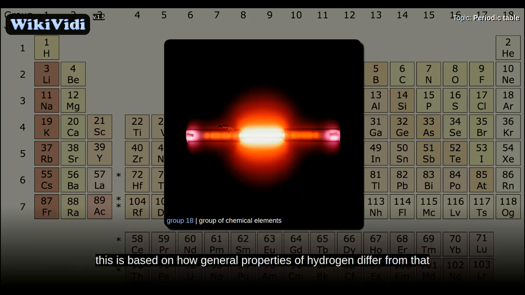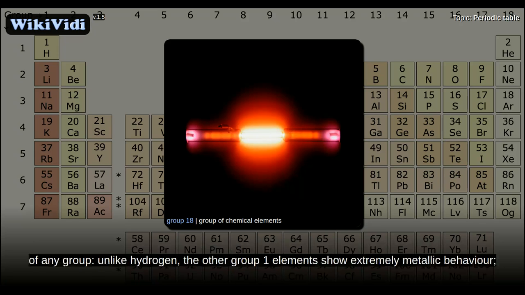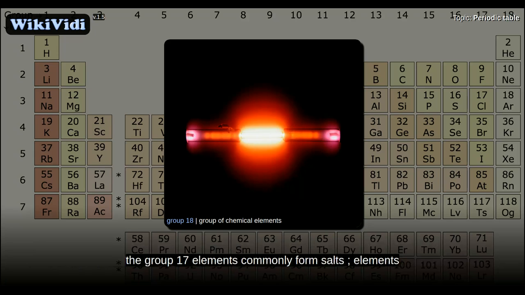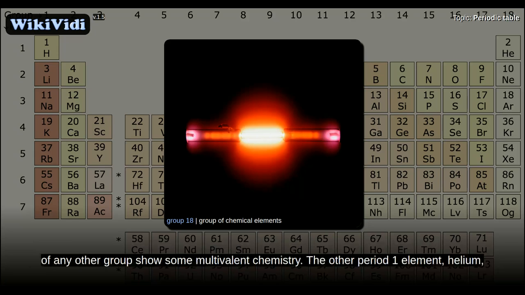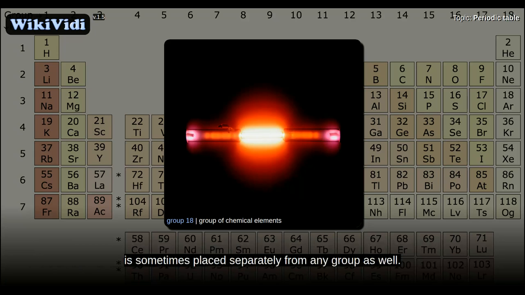This is based on how general properties of hydrogen differ from that of any group. Unlike hydrogen, the other group 1 elements show extremely metallic behavior. The group 17 elements commonly form salts. Elements of any other group show some multivalent chemistry. The other period 1 element, helium, is sometimes placed separately from any group as well.